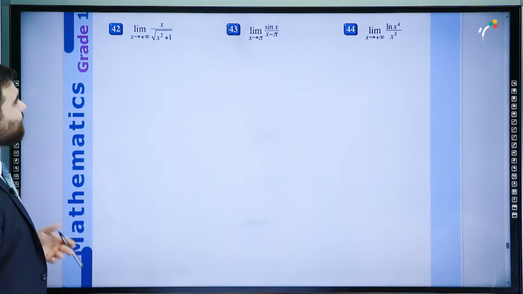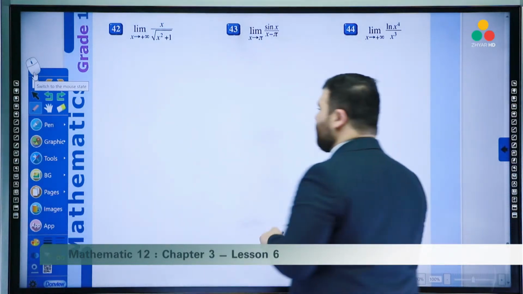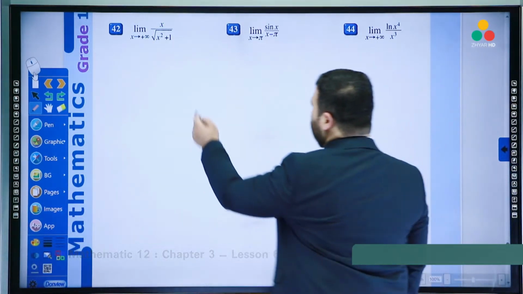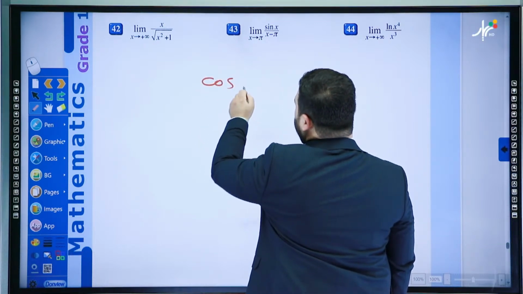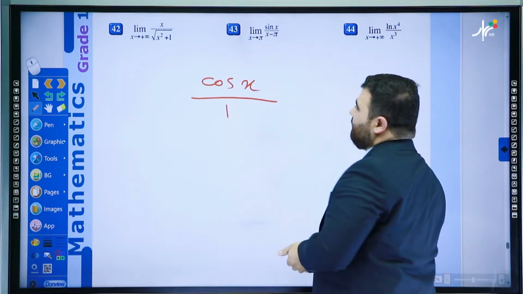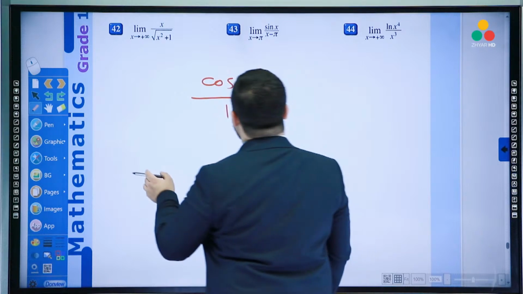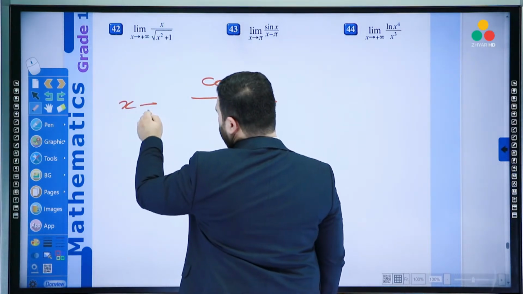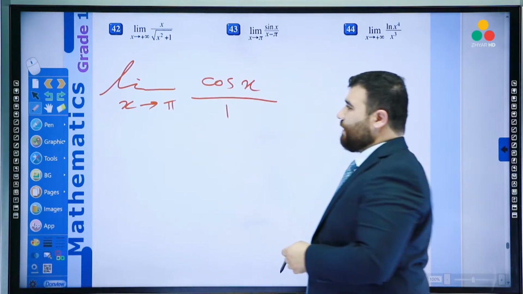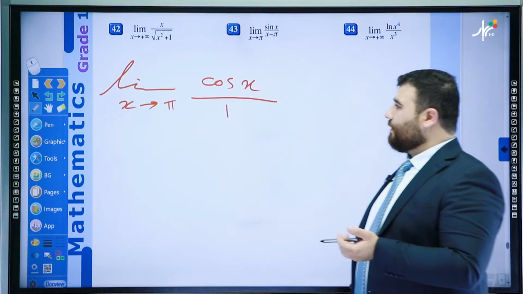Question 43. Now in question 43 we have sine pi. Sine pi is equal to 0 and pi minus pi is equal to 0, so we use L'Hopital. It will be cosine x, and down, the derivative of x is 1. The derivative of pi is 0, we don't need to write it, so we have this. Now if we enter pi in cosine, the limit as x tends to pi of cosine x over 1, cosine pi.